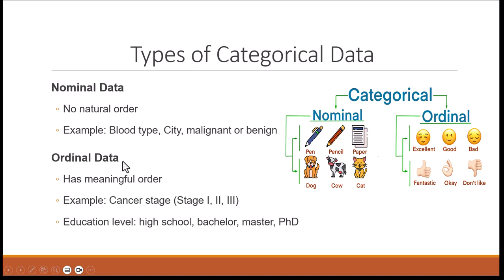But ordinal data has meaningful order. For example, we have different stages for cancer. Stage 2 always happens after stage 1. Stage 3 always happens after stage 2. So they have some specific sequence and order in them. Educational levels such as high school, bachelor, master, and PhD are also an example of ordinal data.